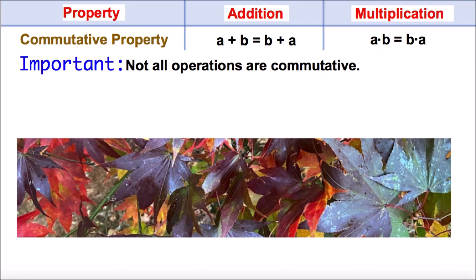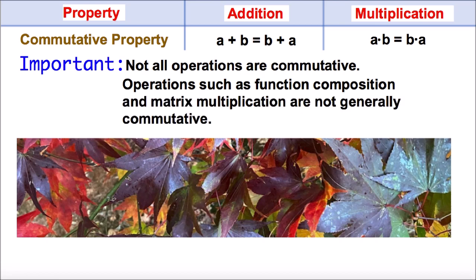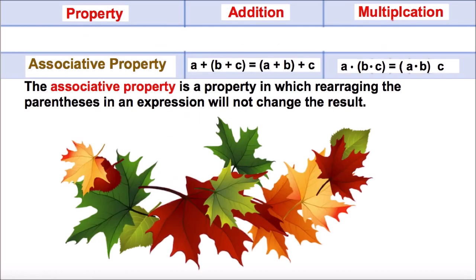Important: not all operations are commutative. Operations such as function composition and matrix multiplication are not generally commutative. So let's move on to the associative property.